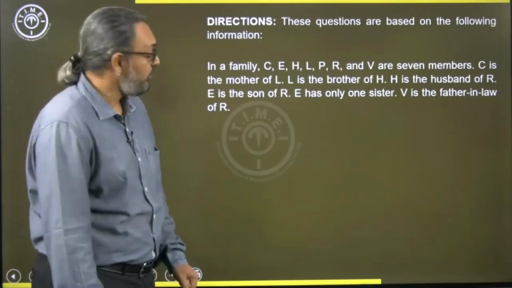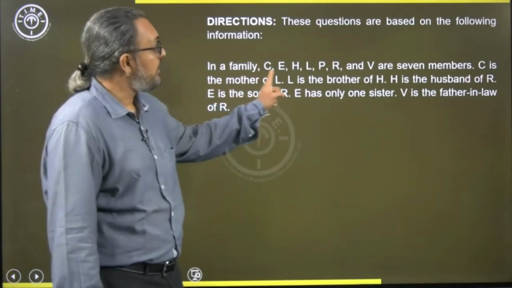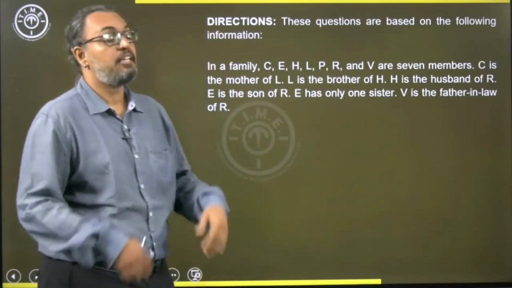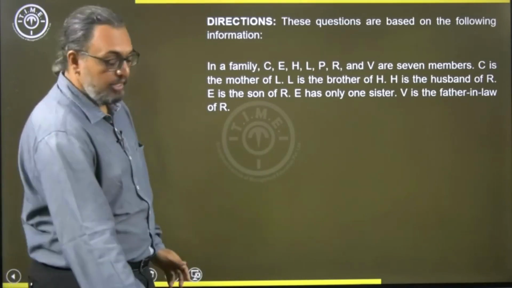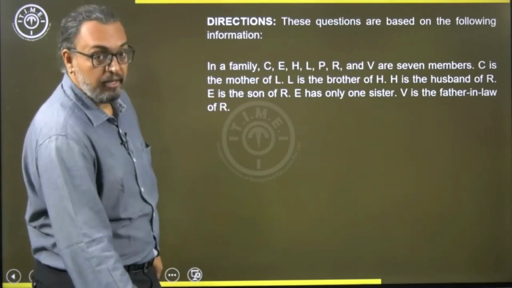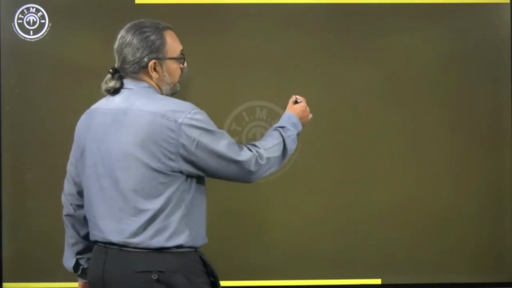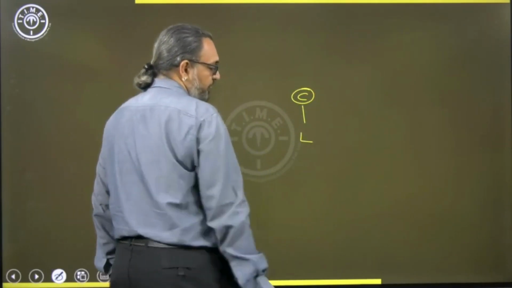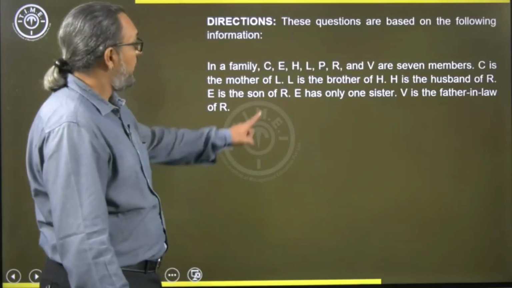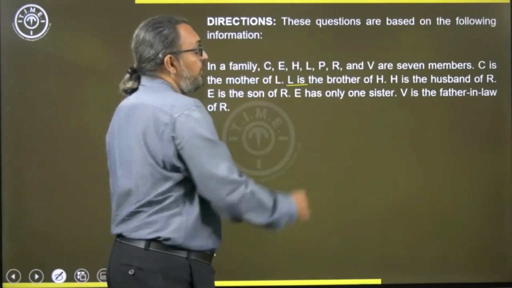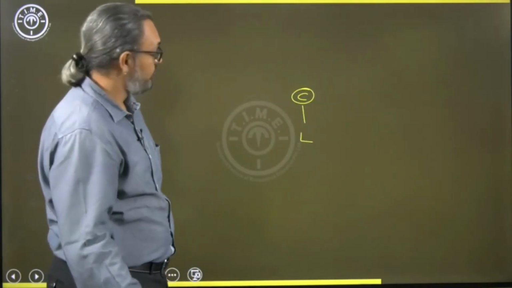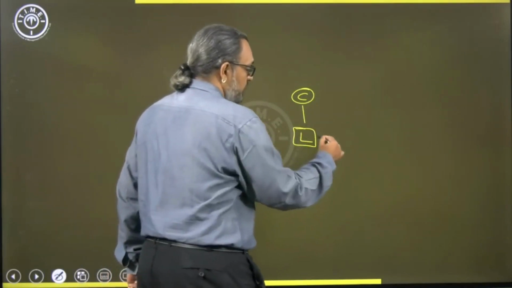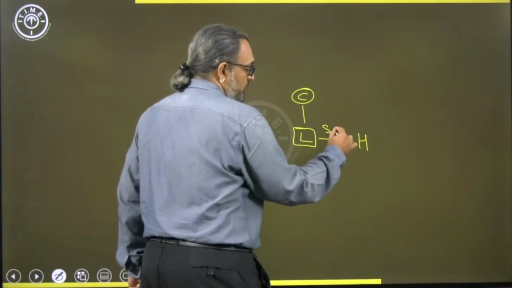Now next again we have, in a family C, E, H, L, P, R and V are 7 members. Now we have C is a mother of L. So let's take that. We have C is a mother to L. And then L is a brother of H. So L is a brother to H. So they are siblings.